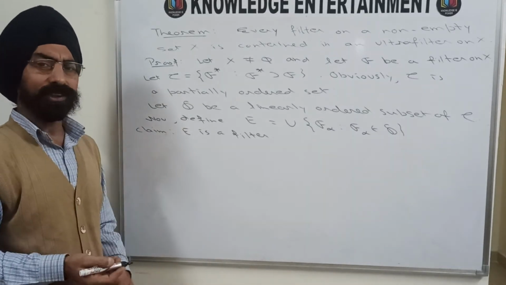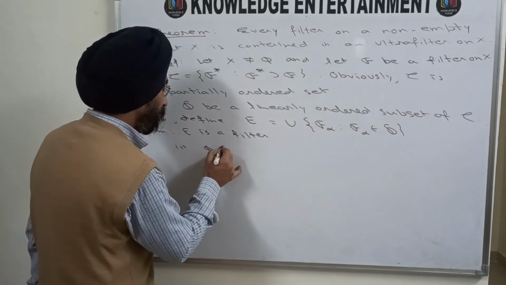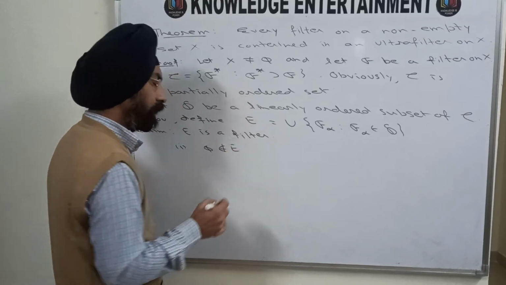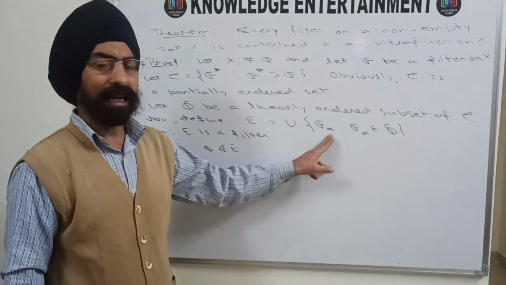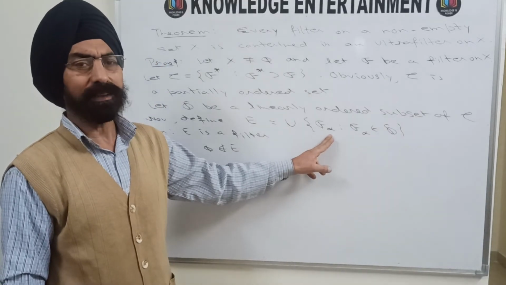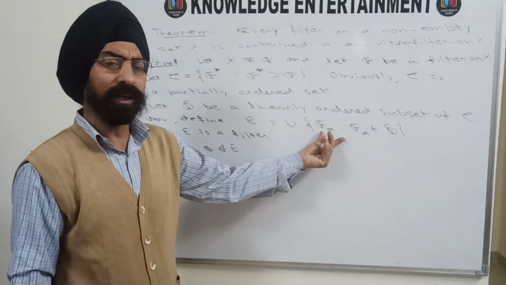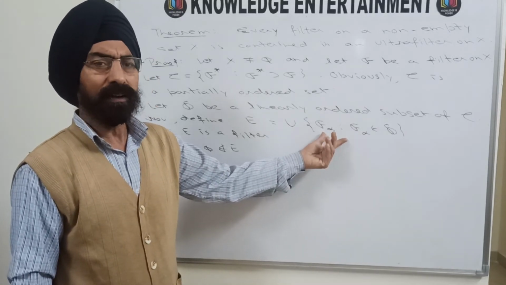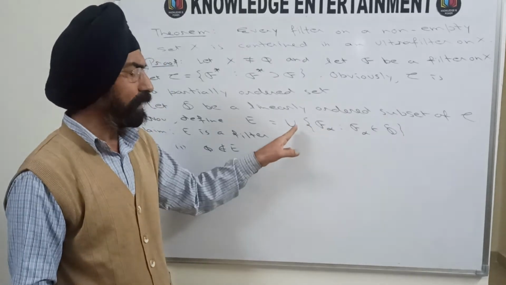We have to prove three conditions. So first condition, phi does not belong to E. What is E? E is the union of all F alphas. These F alphas are all filters. And we know that no filter can contain phi. So in all these F alphas there is no phi. If phi is not in any of the F alphas, then how can it be in their union?